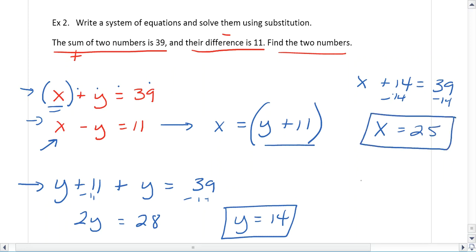Again, you can write your answers like that, or you could put it in an ordered pair. But these are the two numbers. All right, now you have the knowledge you need for section 7.2, so have fun with substitution.